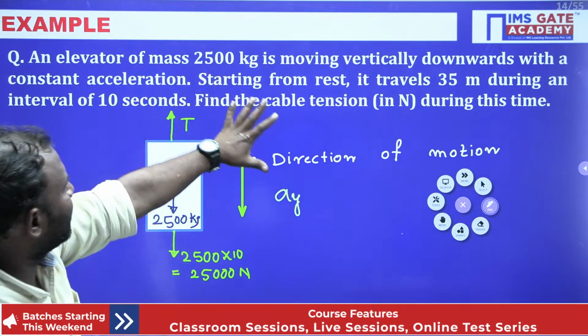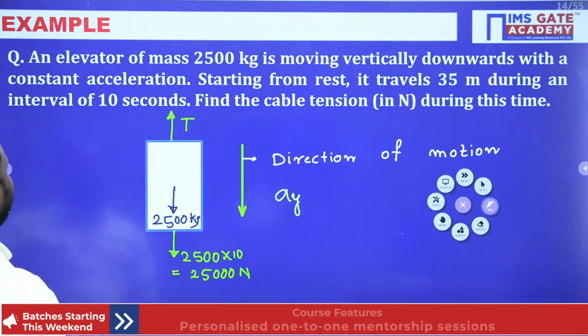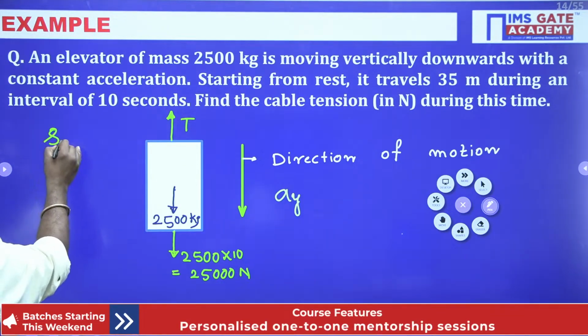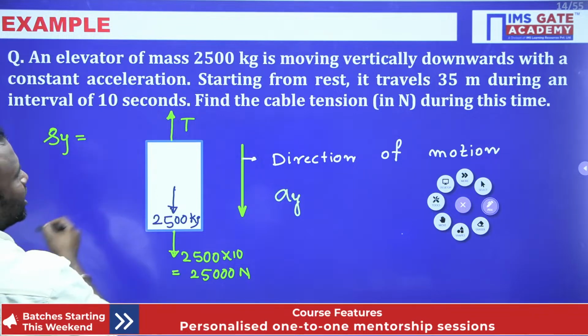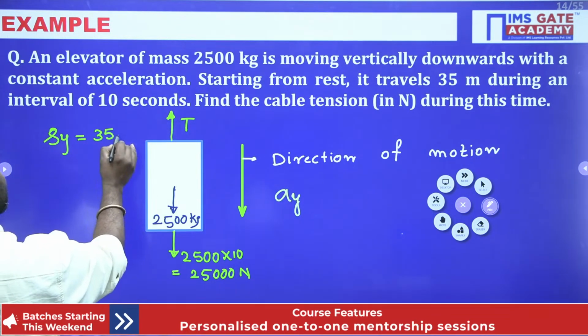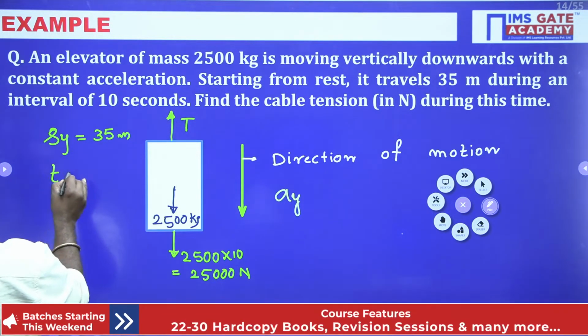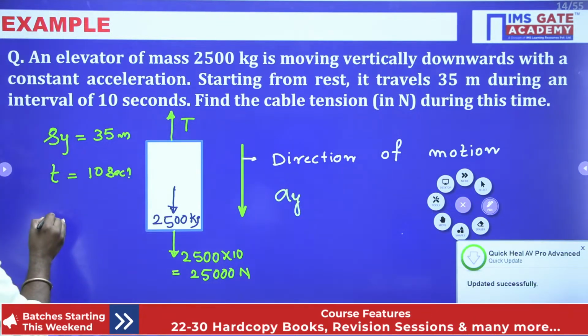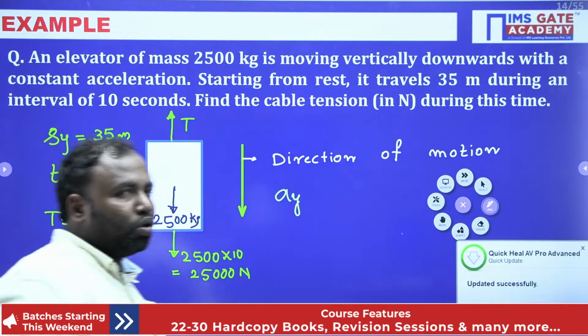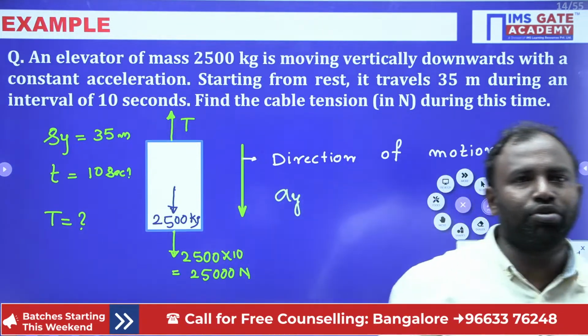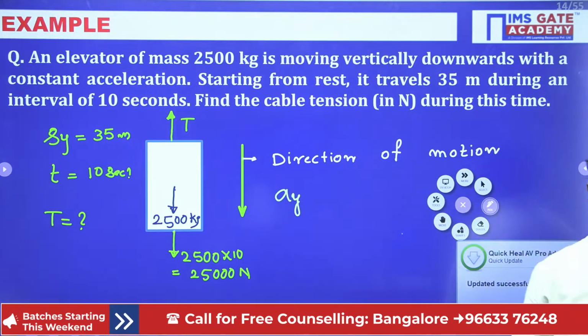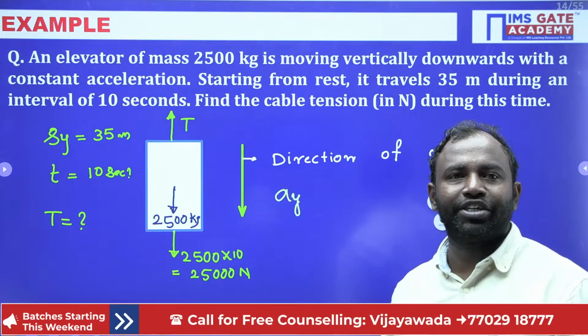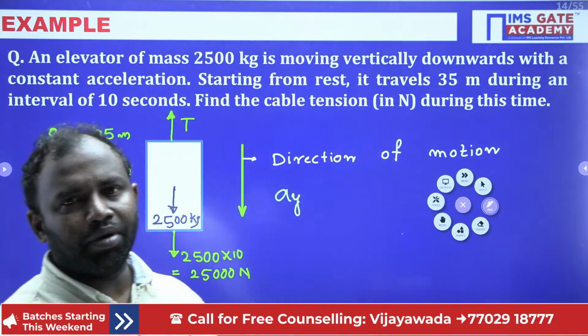Now what is given? Displacement is given. Displacement in the y direction, Sy, is 35 meters. The time is 10 seconds. So what do we need to find? We need to find the tension in the wire. Here we are considering the motion, mass as well as the force of the body. We need to find the tension in the cable.